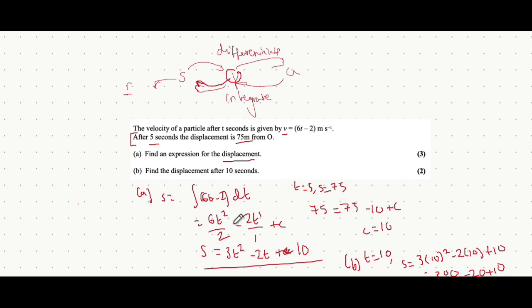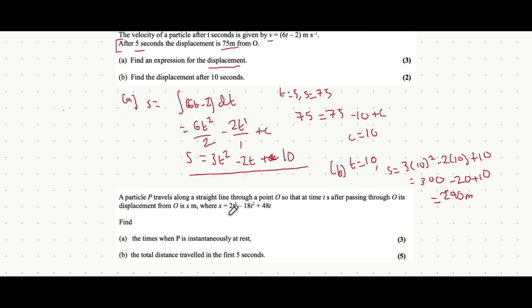So that's where you've integrated to get to a variable. Let's now talk about differentiation to get to a variable.